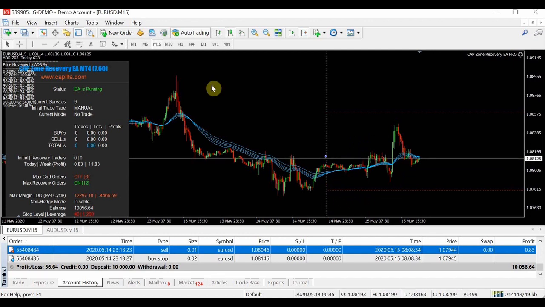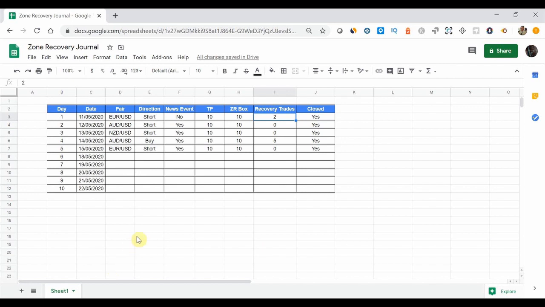That's all that matters. It's not going to hit its ADR target by the end of the day because there's only a few hours left of the market. So overall, I'm quite happy with how the first 5 days went. What I've done is put together a quick summary of the 5 days: what pairs I traded, what direction I went in, whether there was a news event, my take profits and recovery windows, how many recovery trades were open, and whether we're still open on these trades. Like I said, we closed out on all five.